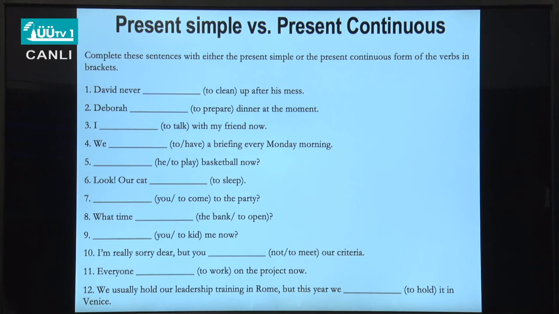So that was it for the present simple and present continuous tense. We did kind of a review because you already knew all of this.